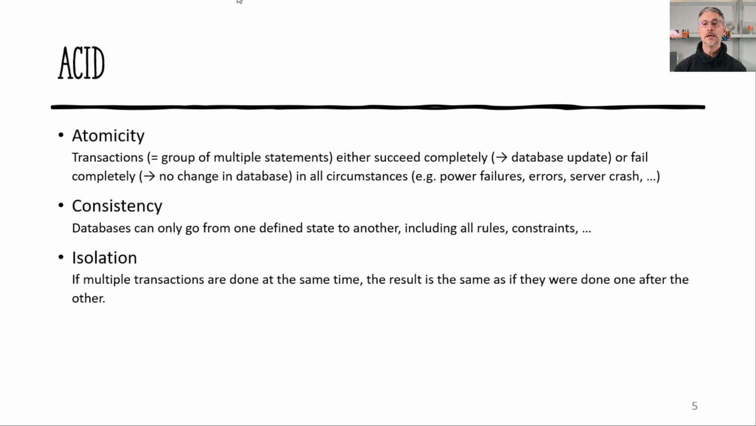Isolation. If multiple transactions are done at the same time, the result is the same as if they were done one after the other. It may sound trivial, but it's quite not. If we have multiple clients, or if we write many things that update the tables or the data in the database, it's the same as if we do this in one transaction, in multiple transactions at the same time, or subsequently. Here, the database guarantees that the order is resolved so that the database is always in a consistent state.